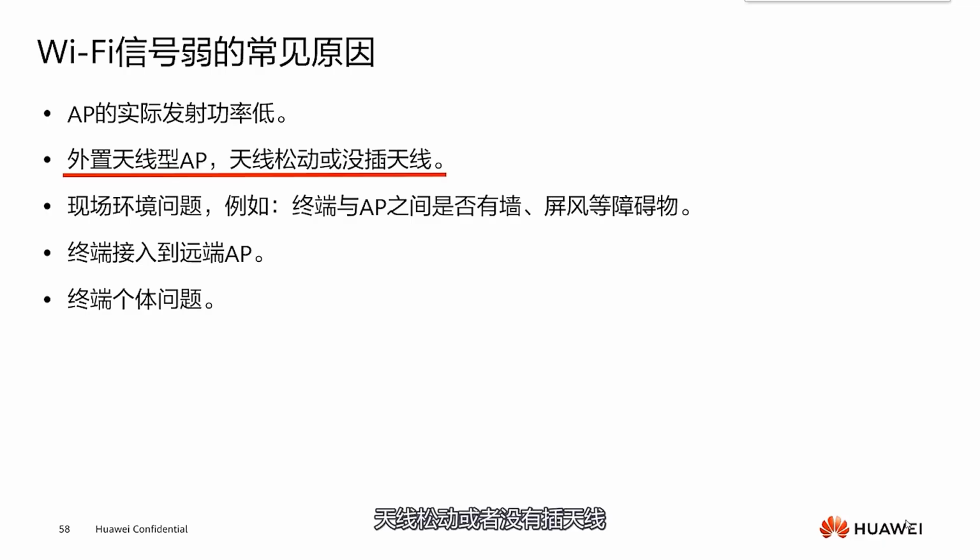The second scenario involves APs with external antennas. The antenna could be loose or not connected at all. A loose antenna is a common physical phenomenon. It is quite easy to troubleshoot. What else could be the problem?